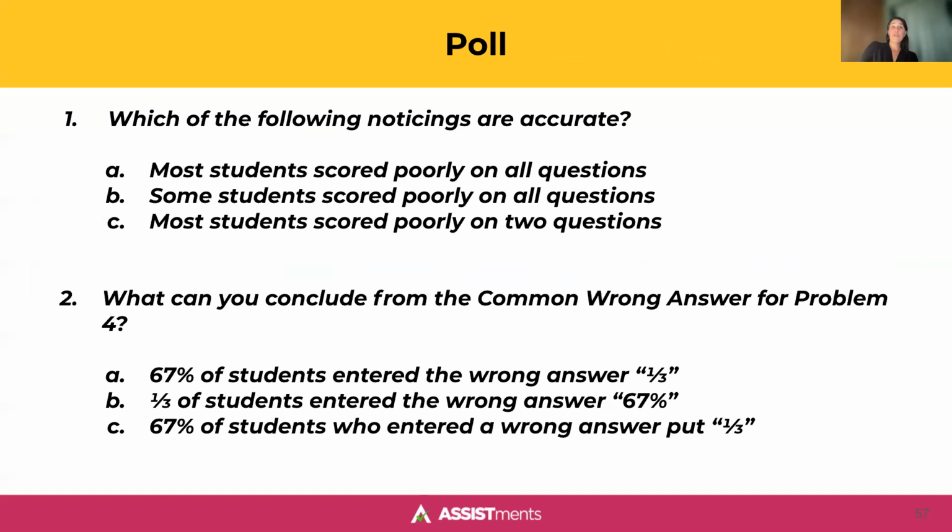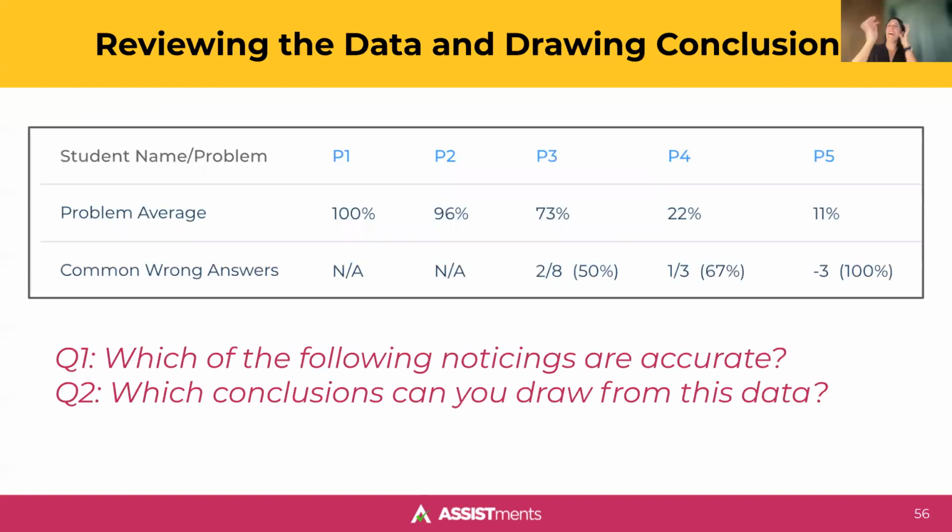So 67% of students entered the wrong answer of 1/3. Or rather, 67% of students who entered a wrong answer put 1/3. I went ahead and put the questions in the chat as well. Thank you, Carrie. That would be much better. You can go back to the data, that way you can look at the data and then see the questions as well.